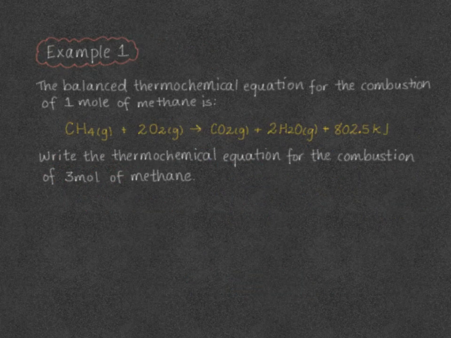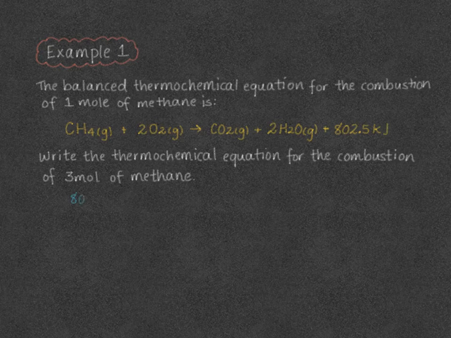We're going to go through an example now. The balanced thermochemical equation for the combustion of 1 mole of methane is 1 mole of CH4 plus 2 moles of O2 produces 1 mole of CO2, 2 moles of H2O, and 802.5 kilojoules of energy. Write the thermochemical equation for the combustion of 3 moles of methane.